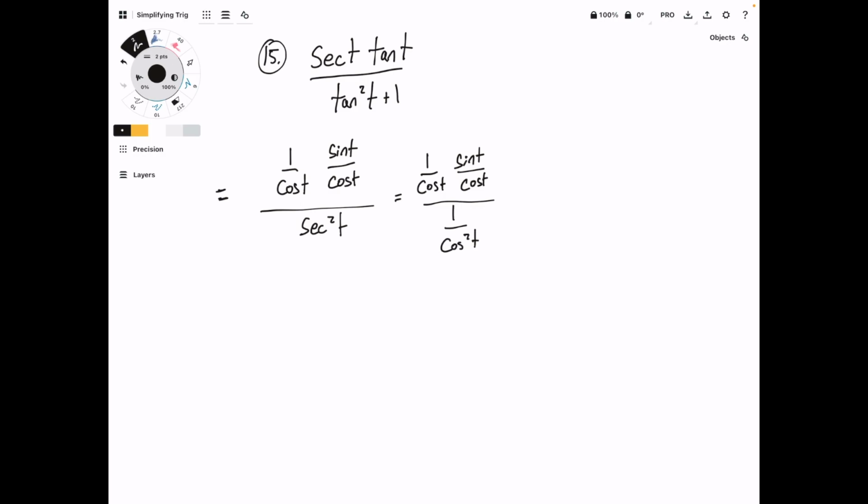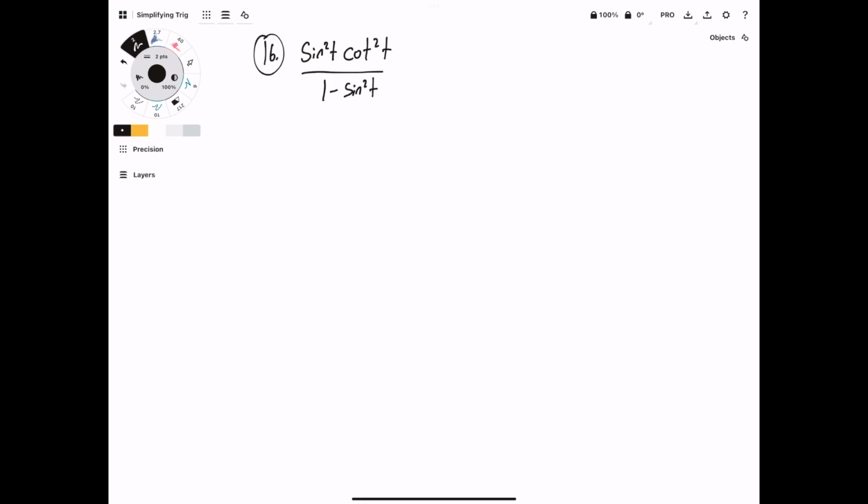Now we can flip this around so it becomes cosine squared t over 1. And we can do a bunch of canceling. So cosine cancels with cosine squared, and we are left with just sine of t. Beautiful. For question 16, we have sine squared t times cotangent squared t over 1 minus sine squared t.